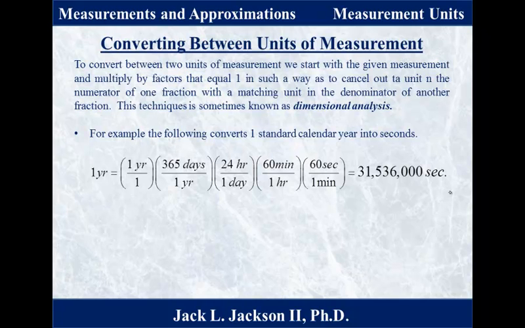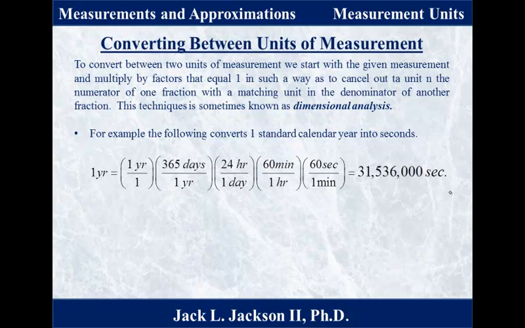Next, we multiply by 24 hours over 1 day. Notice we had days in the top, we need days in the bottom to cancel out. Then 60 minutes over 1 hour and 60 seconds over 1 minute. And if you look, everything cancels as you're going across. The years cancel, then days, then hours, then minutes. The only thing that doesn't cancel is seconds, which is in the numerator. And so we're going to have seconds in the numerator where we want it to be for our final answer.